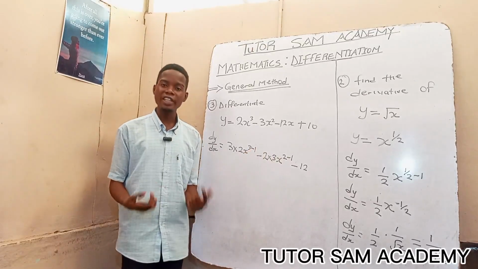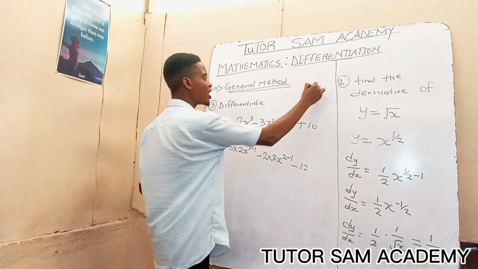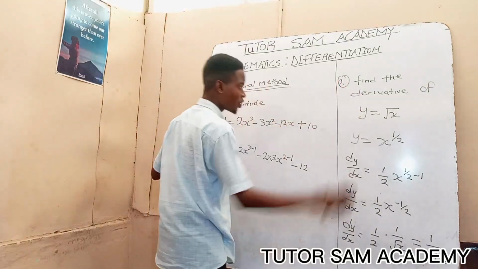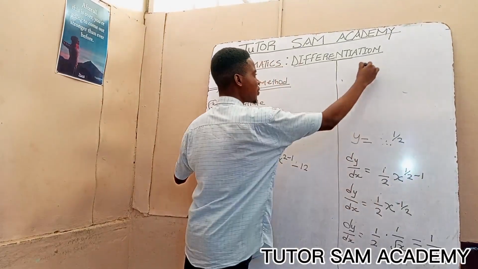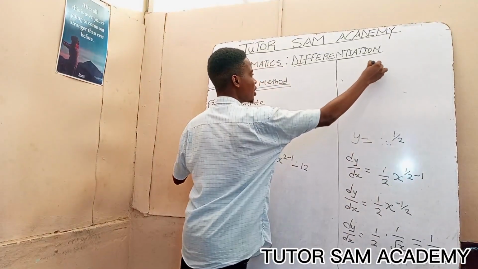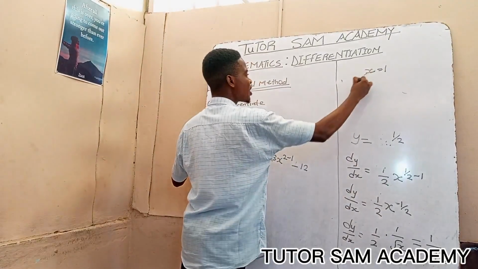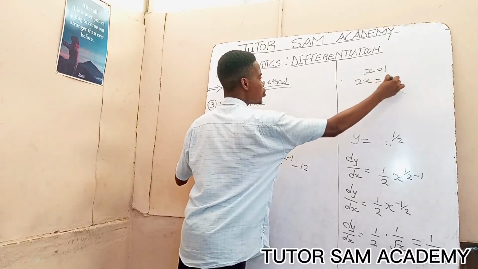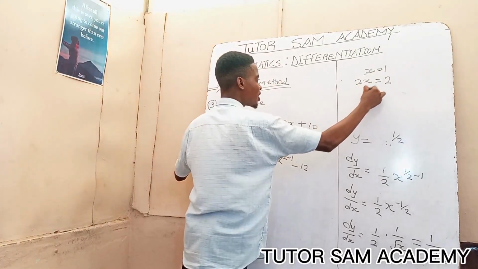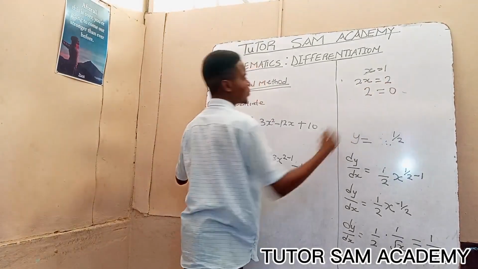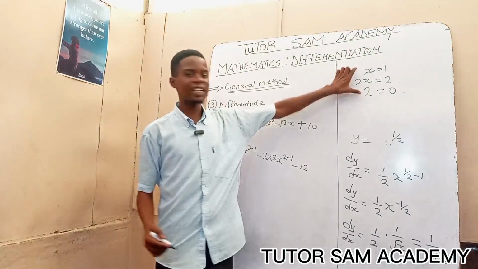What if you are differentiating a variable only? For example, you are differentiating x. If they say you should differentiate x, it's 1. If you are differentiating 2x, it's 2. If you are differentiating 2, it is 0. So have this understanding in your mind.